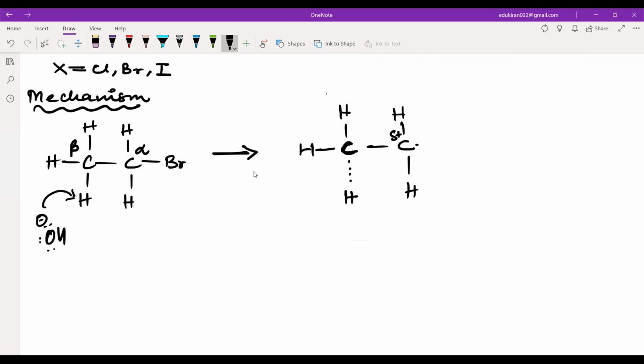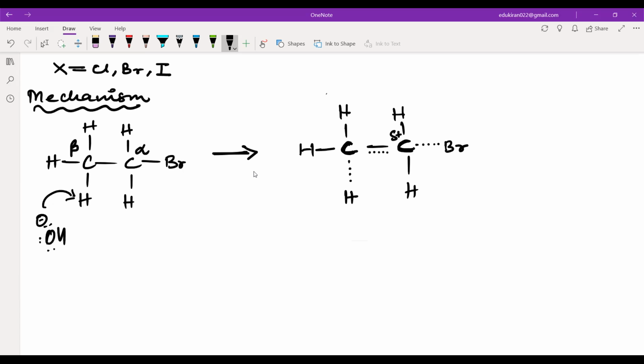Now, as you know, this carbon will have an extra electron. This carbon, which has a partial positive charge due to the bromine, wants to get the electron. So a small double bond will be formed here, and the carbon-Br bond will be breaking. Why? Because this carbon cannot hold more than 8 electrons, right? So this is known as the transition state.